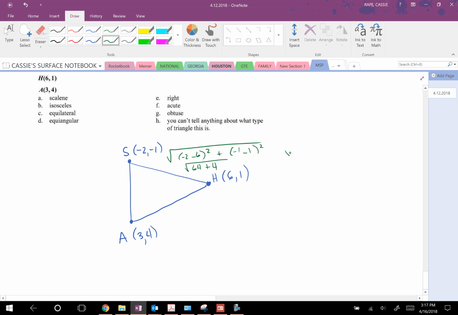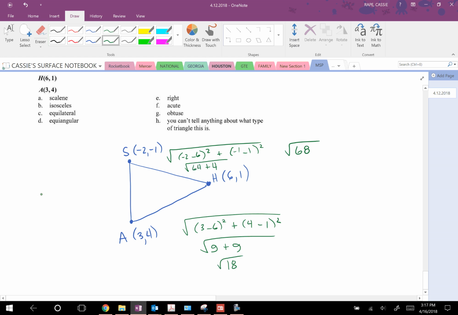It's a different question. So that's the square root of 68, leaving it in square root form. The next one is calculating the distance formula between A and H. So 3, 6, 4, 1. 3 minus 6 is -3. Quantity squared is 9. And 4 minus 1 is 3. Quantity squared is also 9. So this is the square root of 18.